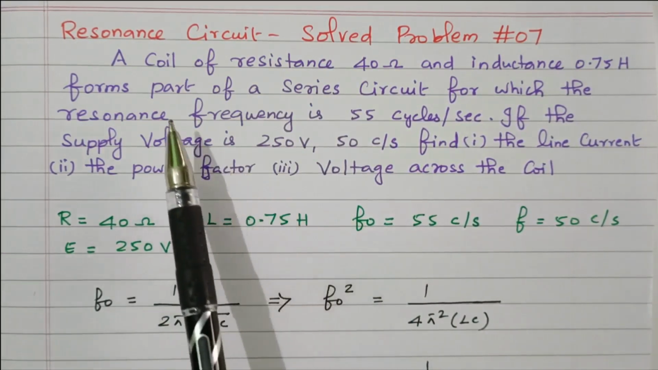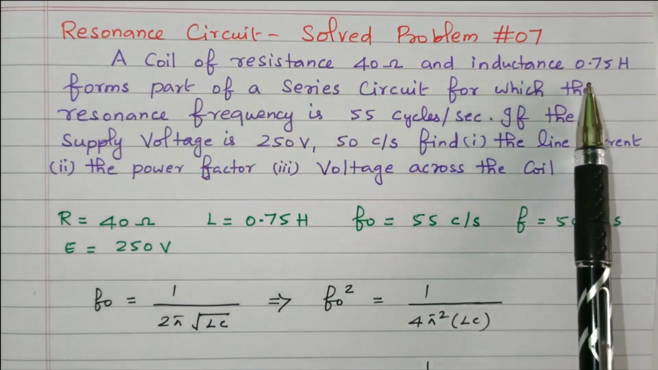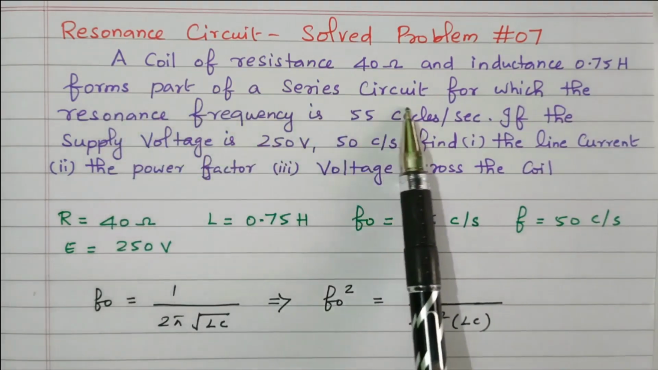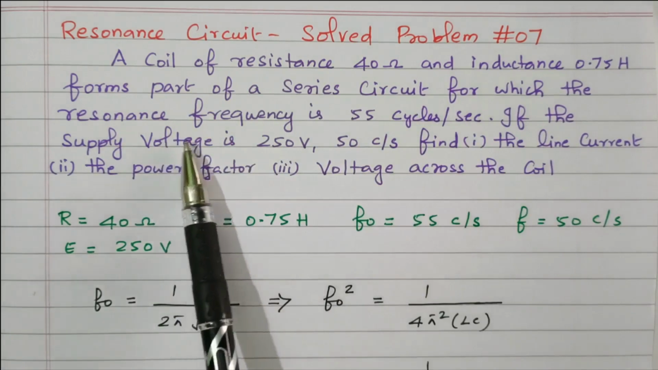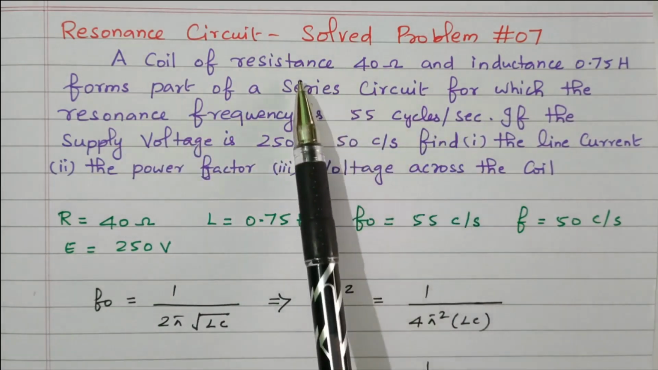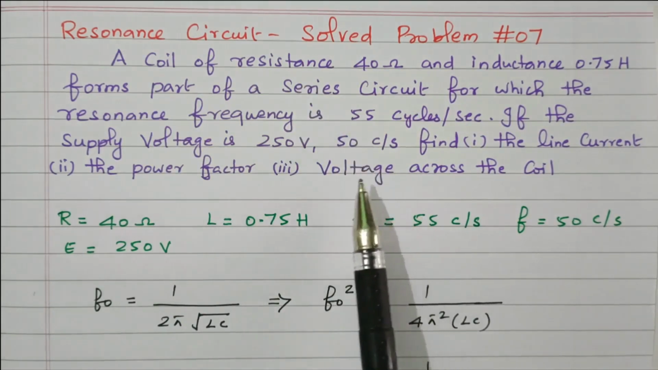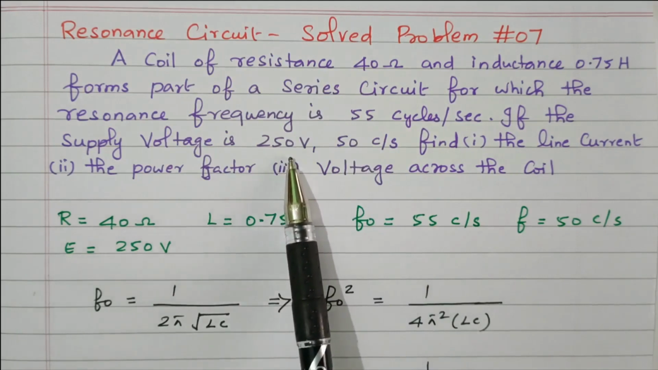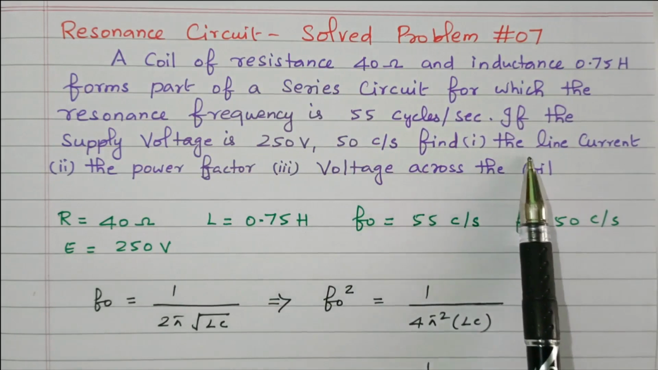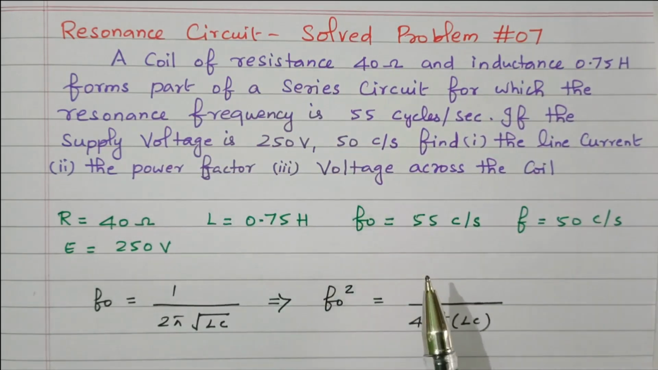Now we'll go to the statement. A coil of resistance 40 ohm and inductance 0.75 Henry forms a part of a series circuit for which the resonant frequency is 55 cycles per second. R and L are connected in series, for that the resonant frequency is given. If the supply voltage is 250 volts, 50 cycles per second, find the line current, power factor and voltage across the coil.